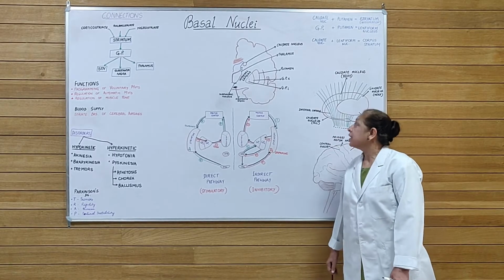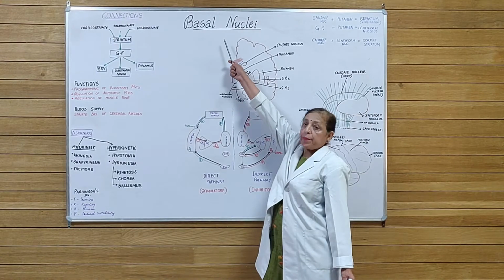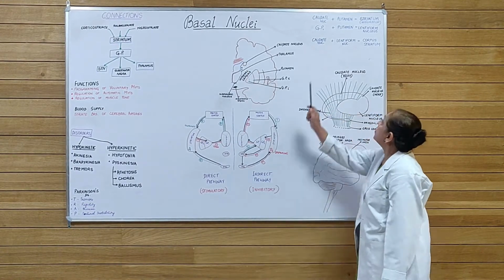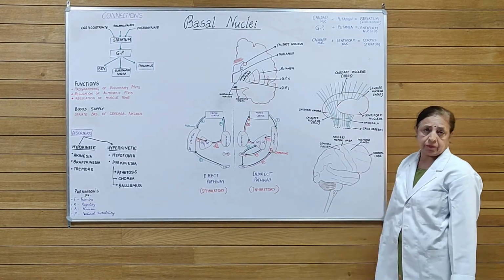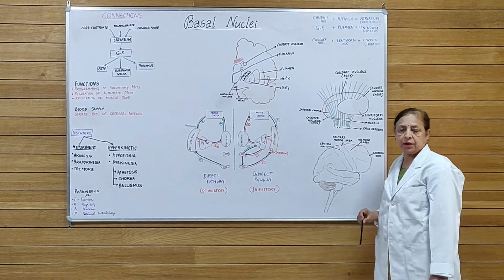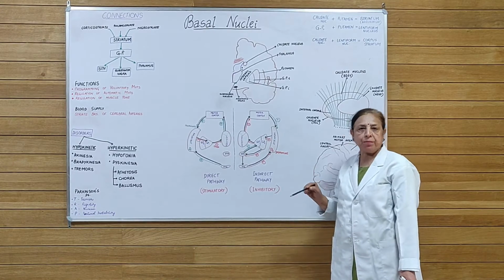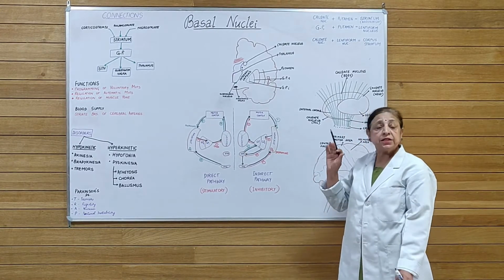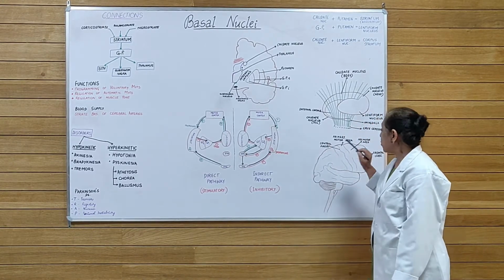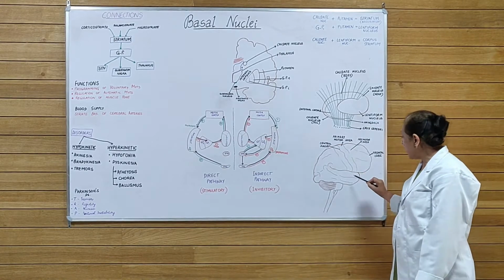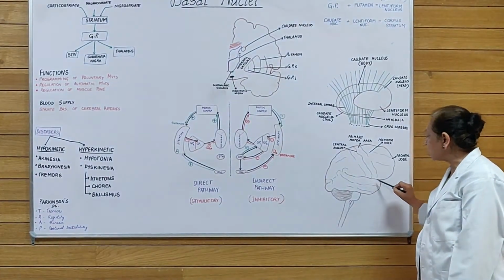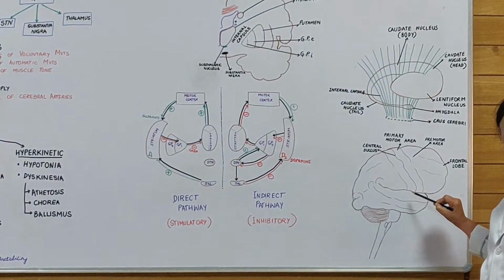Good morning. Today we shall talk about the basal nuclei, also known as the corpus striatum. Now, what are they? The corpus striatum are masses of grey matter with distinct shapes. And where are they situated? They are situated at the base of the brain in the subcortical region.